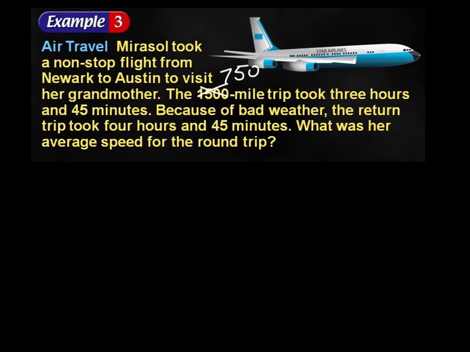Marisol took a nonstop flight from Newark to Austin to visit her grandmother. The 750-mile trip took 3 hours and 45 minutes. Because of bad weather, the return trip took 4 hours and 45 minutes. What was her average speed for the round trip?